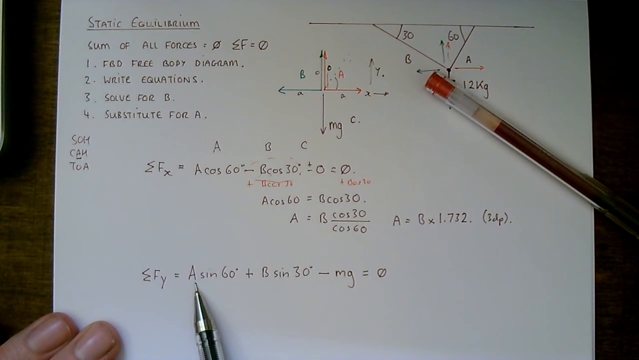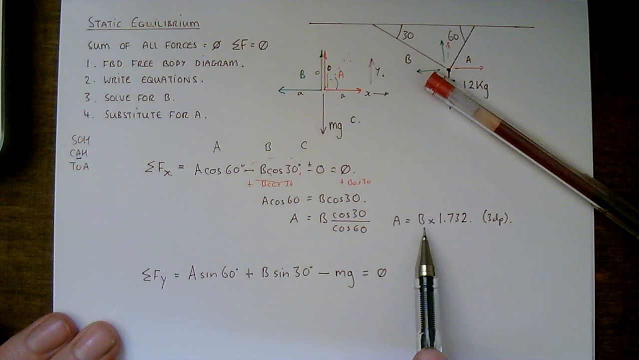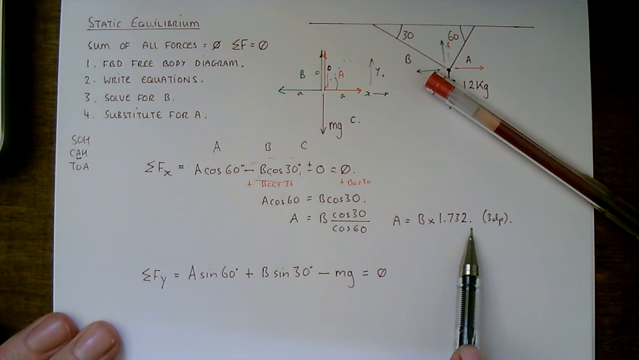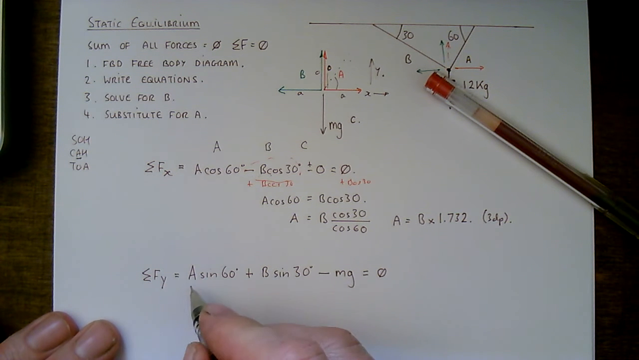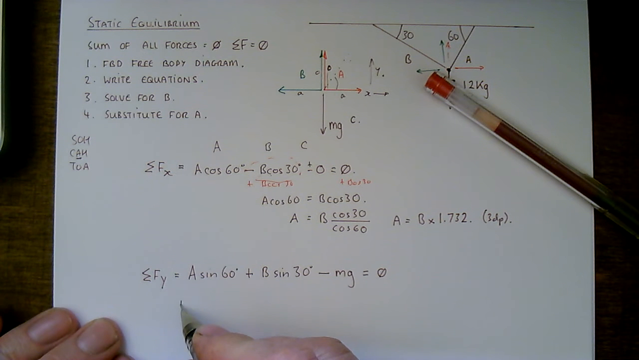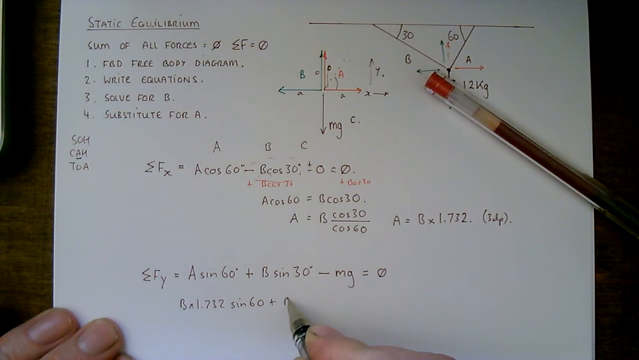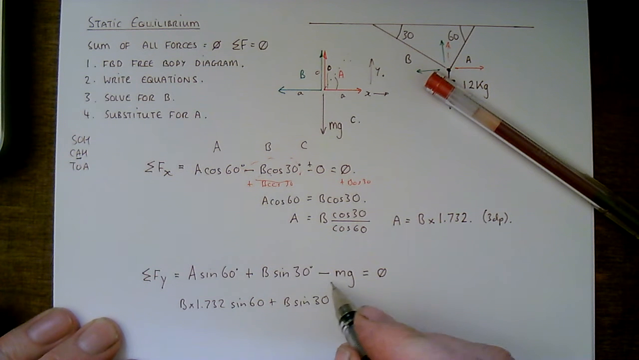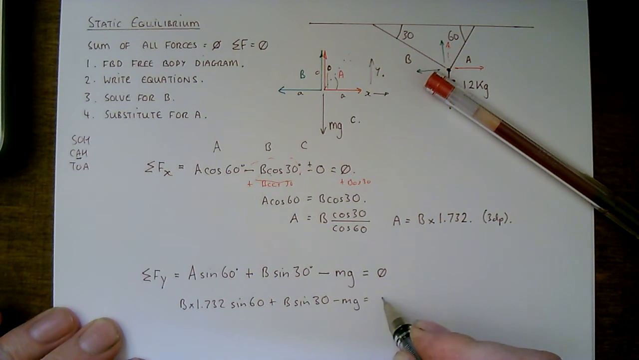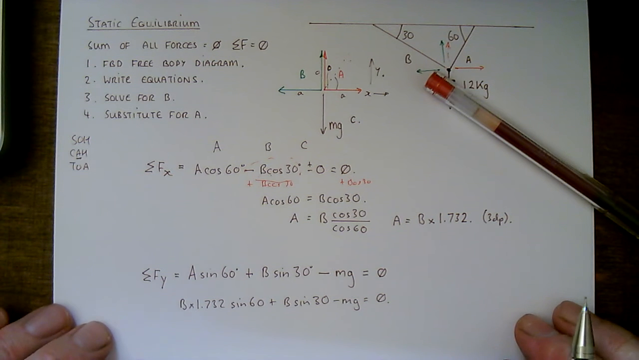So wherever I see A here now, I can put B times 1.732. So let's do that now. So A sine 60, B sine 30. This will now be B times 1.732 sine 60 plus B sine 30 minus mass due to gravity equals 0.